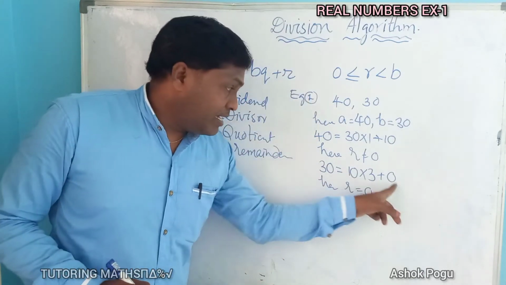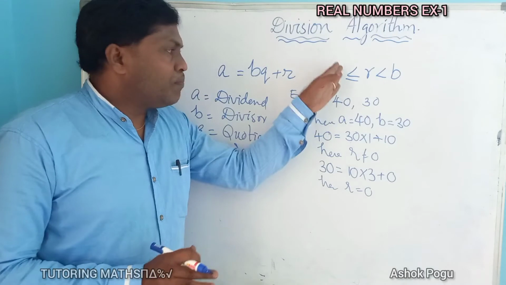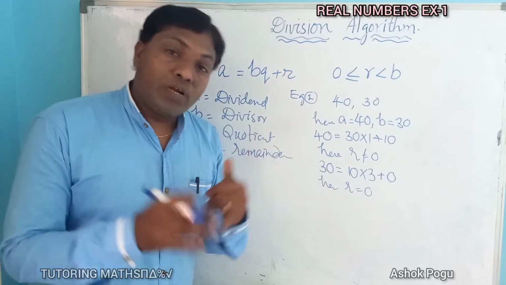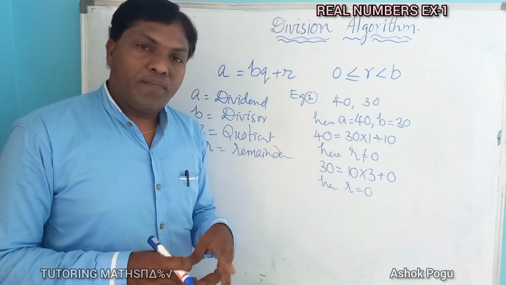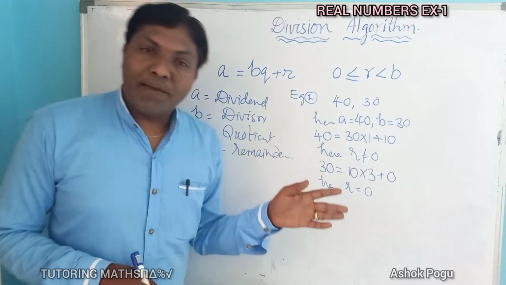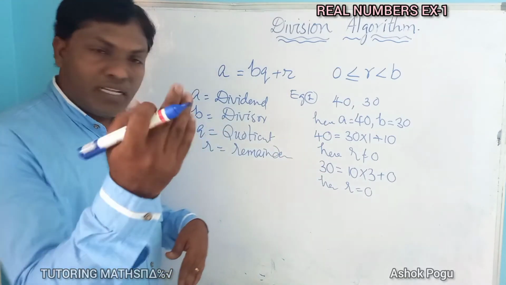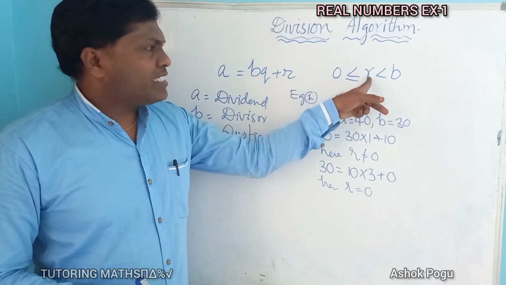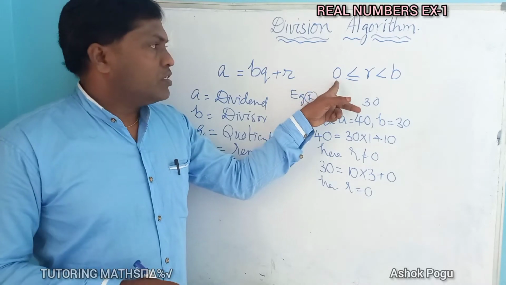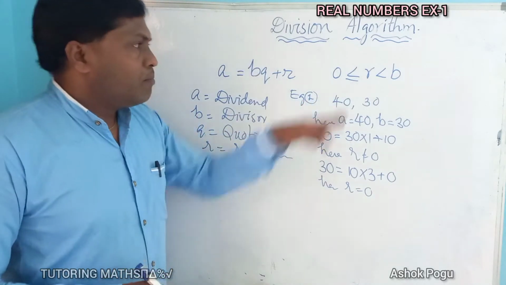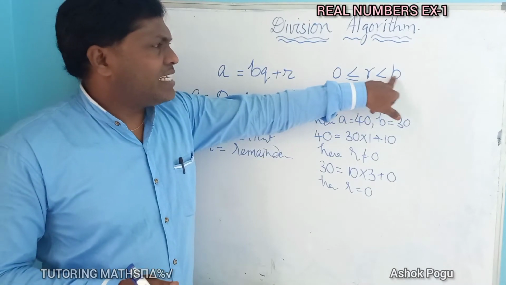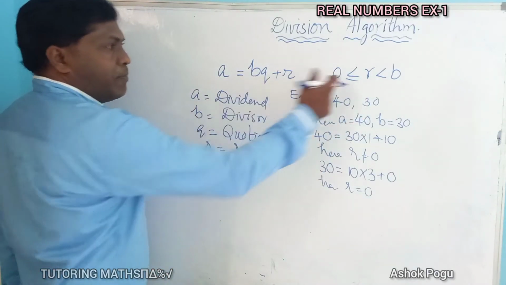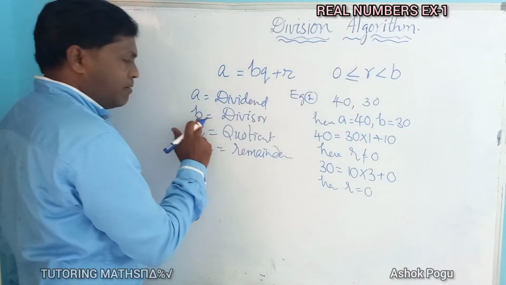Till you get remainder 0, you have to go on simplifying the problem by using Euclid's division lemma. This method is called Euclid's division lemma. It is a most important question you can expect in your internal examinations and also in public examinations, that is the final examination. Here 0 is less than or equal to the remainder, but the remainder is always less than b, the divisor.